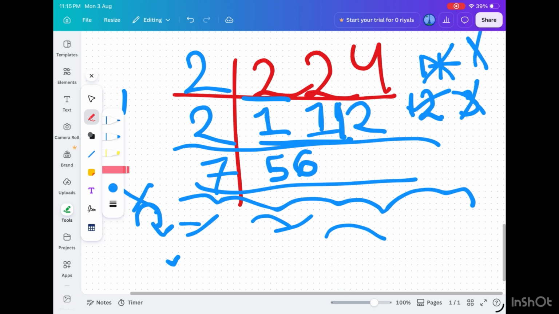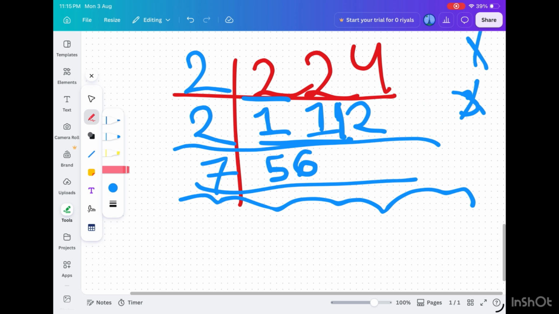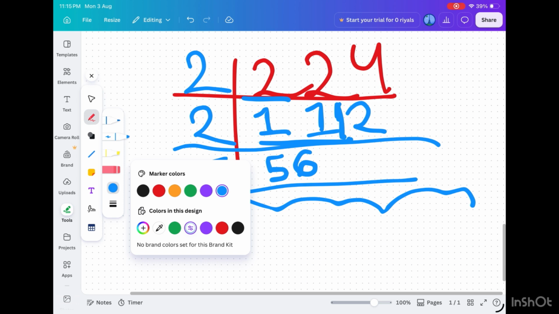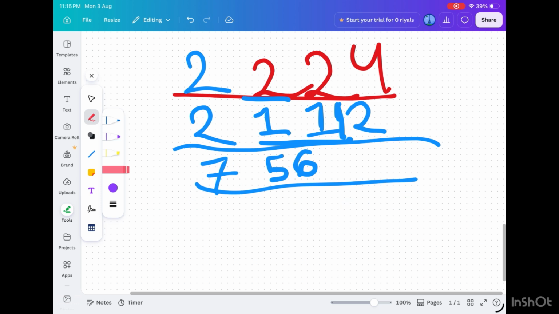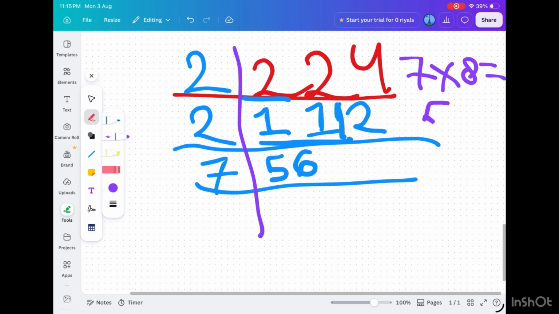Let me just erase it, because it looks really confusing at that point. Okay, there we go. So now we have 56. And you remember when I used the prime factorization and I made it into 8, because 7 times 8 is 56. So we're going to put 56 right below.